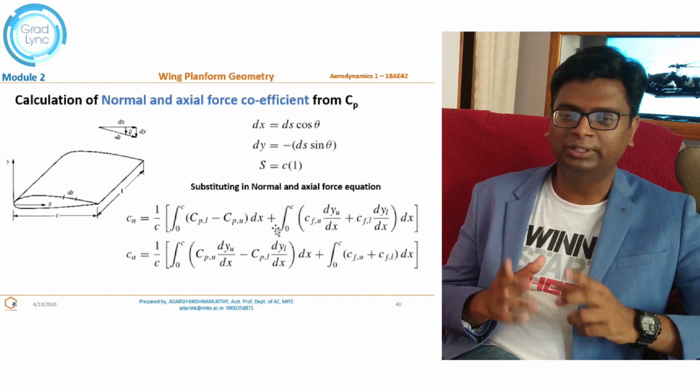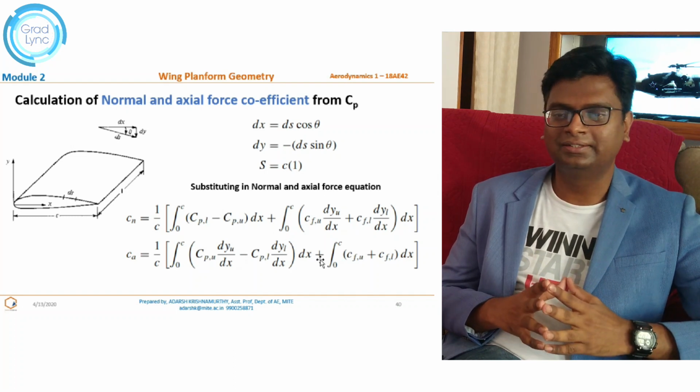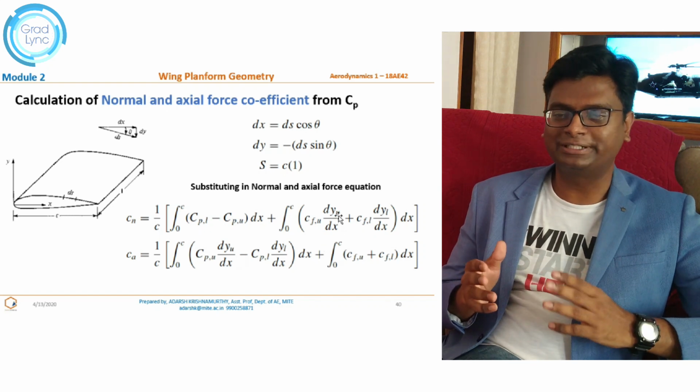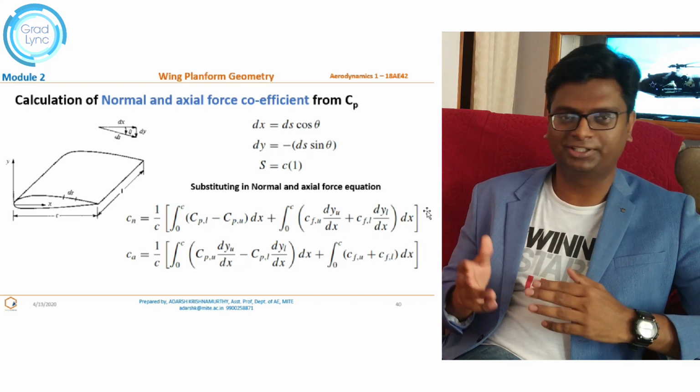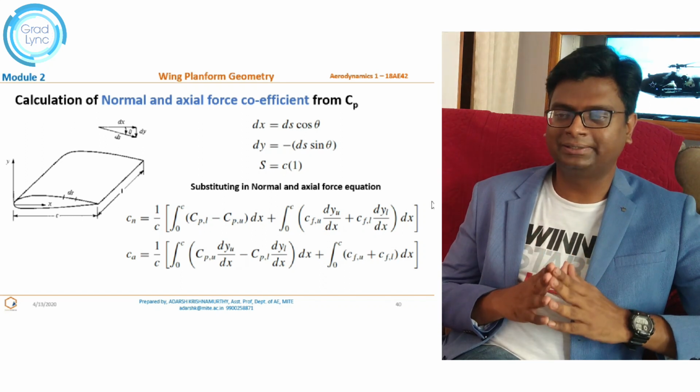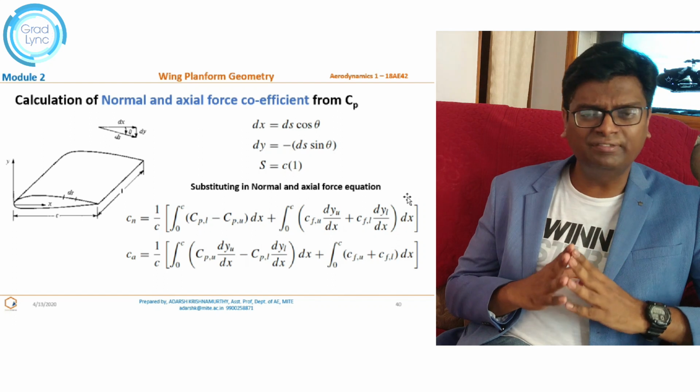which is equal to 1 by c, that is the chord length, and the integral from leading edge to trailing edge, coefficient of pressure on the lower surface minus coefficient of pressure on the upper surface in the direction of x, plus the coefficient of frictional force.